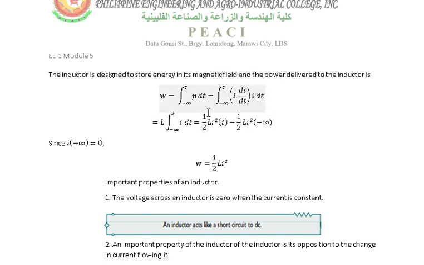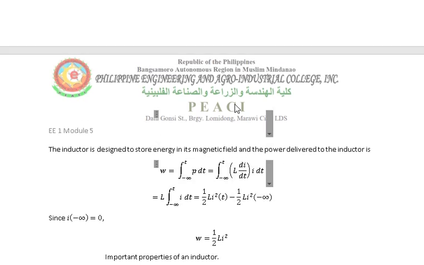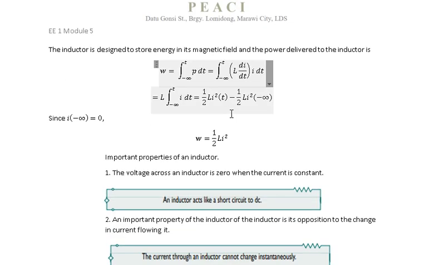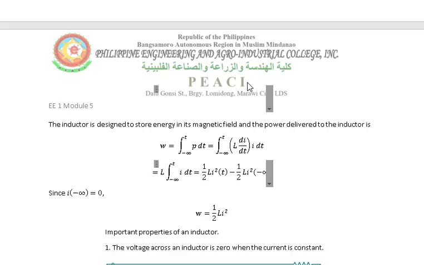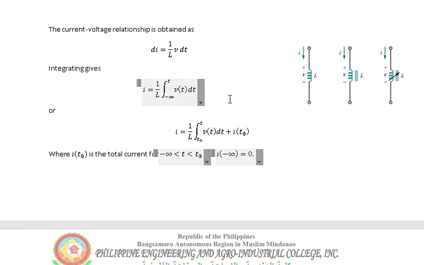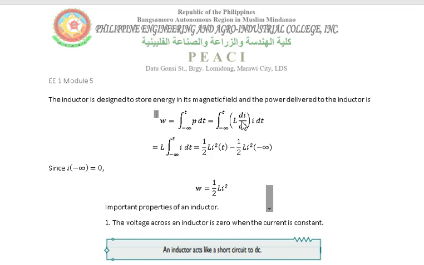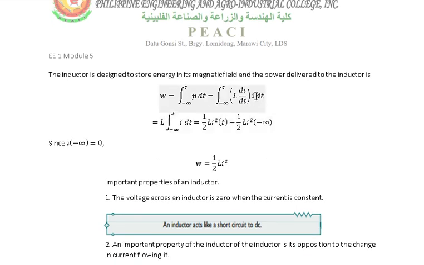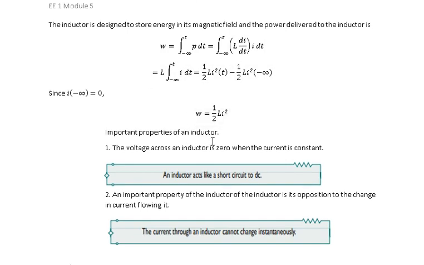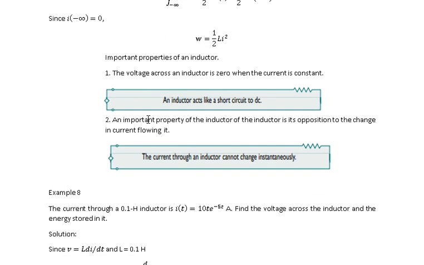We have here also the formula for the energy. So we have energy equals the integral from negative infinity to t of power dt, where power is given by the multiplication of current and voltage. So here the current and this is the voltage. Okay, so we can actually have the final value of the energy, which is 1 half L i squared.